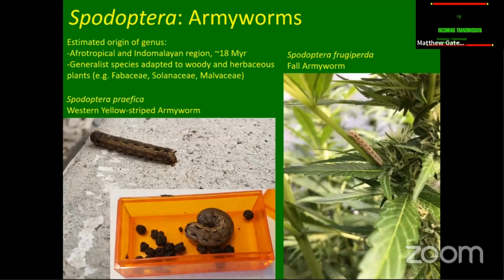Most caterpillars have a very quick life cycle of a couple of weeks, but some caterpillars take multiple years to come to adulthood, believe it or not. But you won't be dealing with those with cannabis.